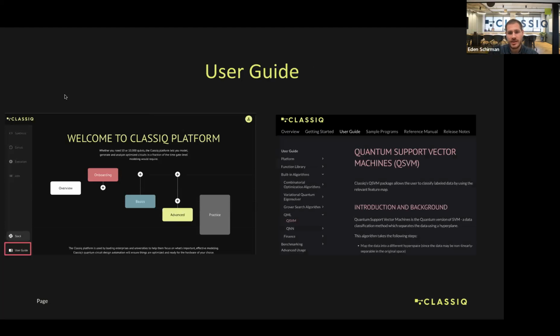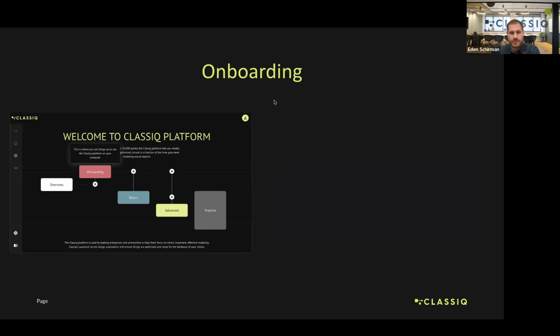And we have the user guide, so it relates to the previous talk that we had. In the user guide, we can see some sample programs and, for example, the quantum support vector machine. So we have a pre-built quantum support vector machine application in Classiq, so you can go through this tutorial and many, many more tutorials over there.